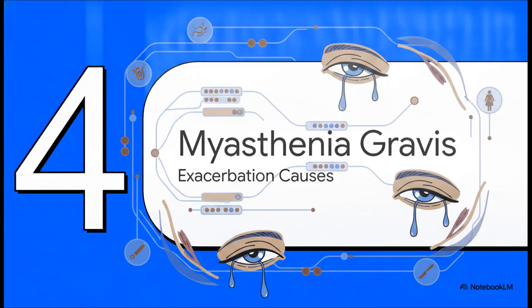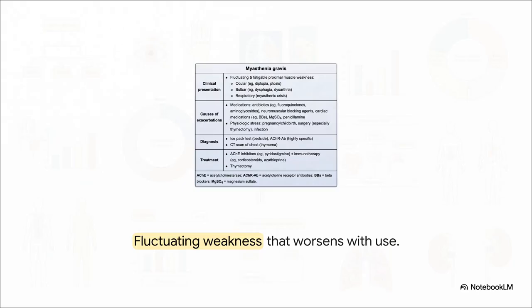Section 4. Myasthenia gravis and exacerbations. Postsynaptic fluctuating weakness. Shifting gears to the neuromuscular junction, myasthenia gravis is a postsynaptic acetylcholine receptor disease. The absolute hallmark here is fluctuating, fatigable weakness that gets worse with use. You're looking for ocular symptoms like ptosis and diplopia, bulbar symptoms like dysphagia, and neck or limb weakness.